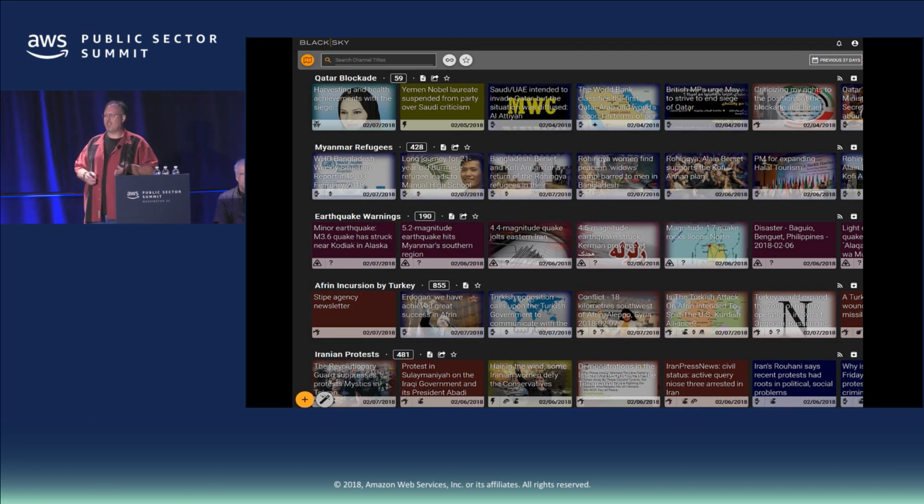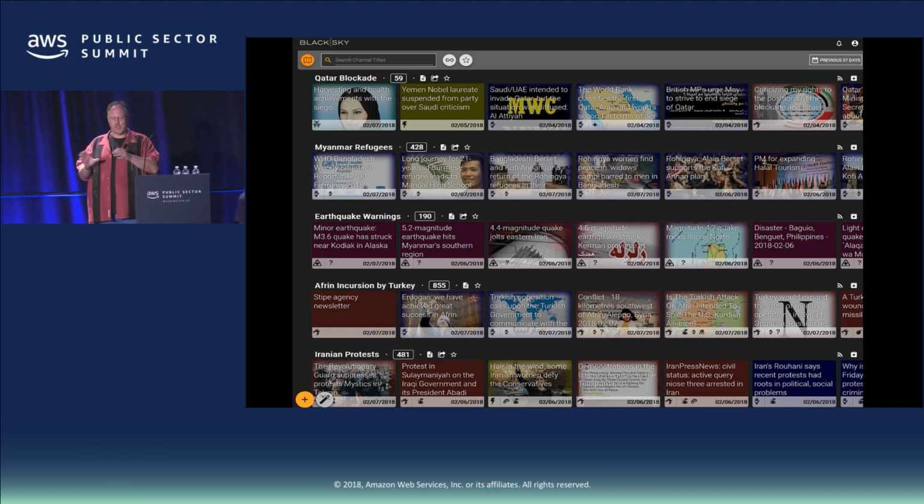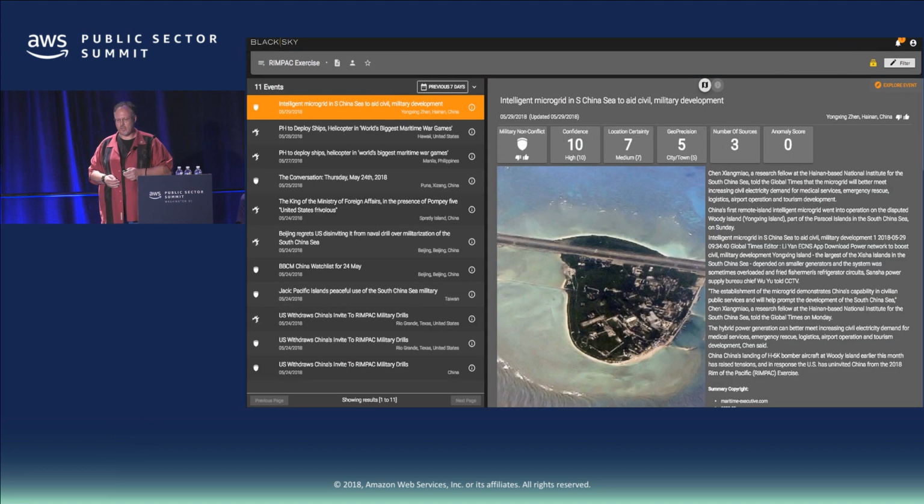So as an example, this is one of our dashboards. It's almost a Netflix type thing where you can flow around it. You see these things streaming in. You can hover over them. It'll tell you what's going on. You can see some of the things I've been interested in lately, the Qatar blockade, refugee issues in Myanmar, earthquake warnings coming from seismic networks. We had mentioned the incursion by Turkey into Syria, what's happening in terms of Iranian protest. These are all things that I as an end user can tune and share within my organization based on these higher level topics like crime, refugee, geopolitical conflict, and natural disaster.